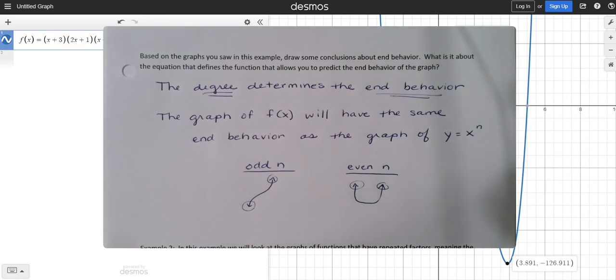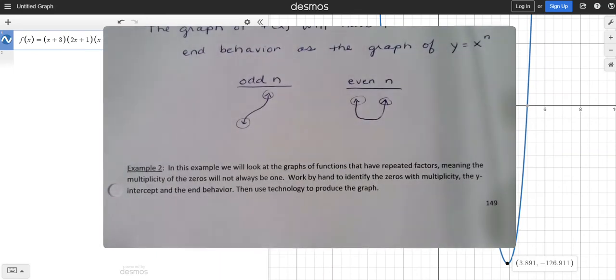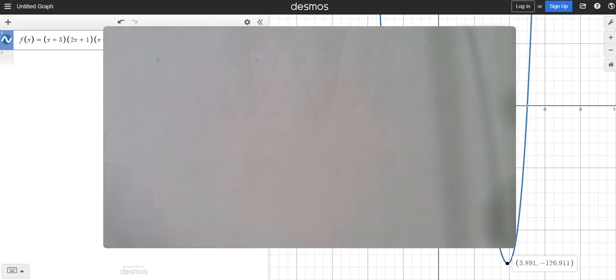All right, next thing we're going to do is we're going to look at a couple examples of graphs that have repeated factors, meaning the multiplicity of the zeros will not always be 1. Okay? We're going to go ahead and identify our zeros with multiplicity. We'll identify our y-intercept. We already know how to do that. And then based on what we just said, we're also going to predict our end behavior, at which point we can use technology to produce our graph.